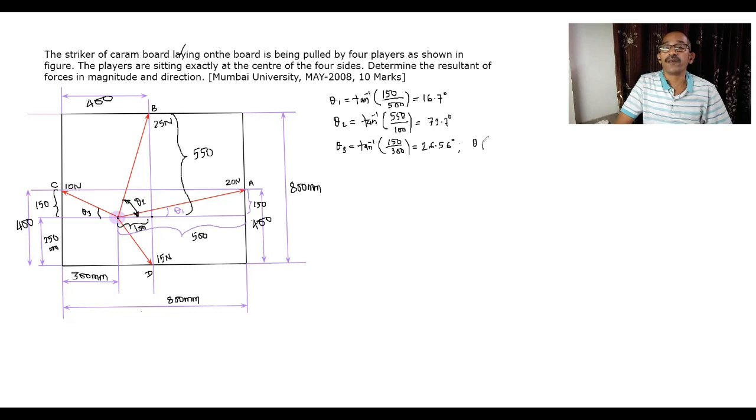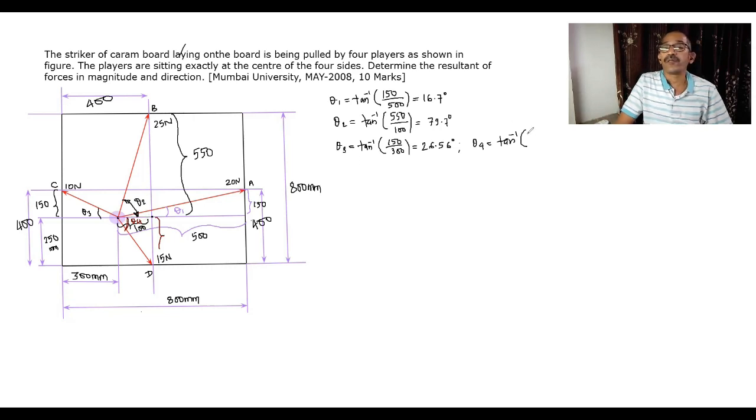Similarly, theta 4 will find out the inclination of the fourth force. The fourth force is, say, 15 Newton, and I will represent its inclination with this angle as theta 4. Here the length of the opposite side, the vertical dimension, is 250, and the adjacent side is 100. So it is 250 upon 100.